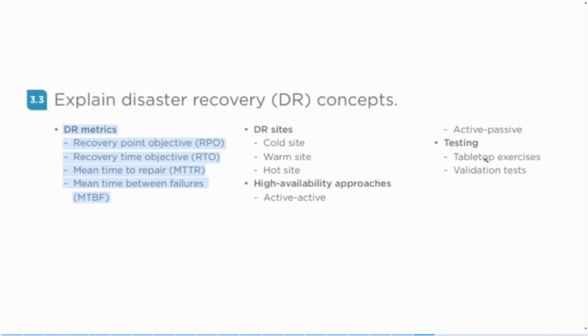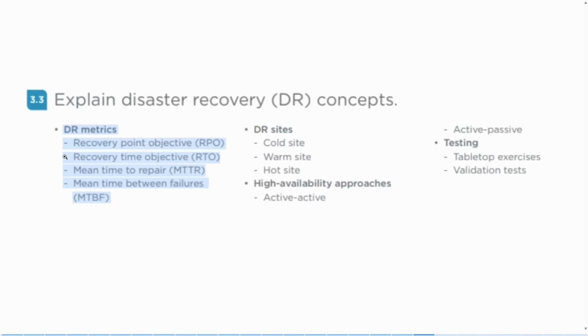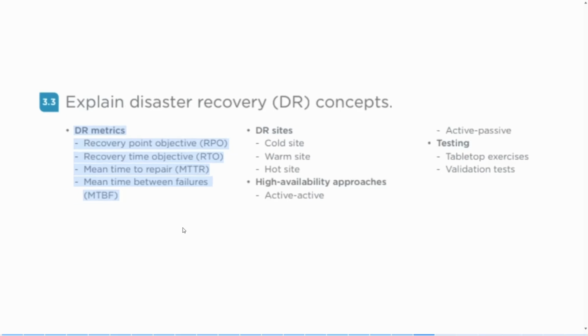So again, RPO, RTO, MTTR, and MTBF, you do need to be able to look at a description and say, oh, that's this, or that's this. And you also need to be able to, unfortunately, simply read the letters there and describe what that is. It might just say, what is RPO? And you might have to say, oh, that is this. So that's exam objective 3.3.